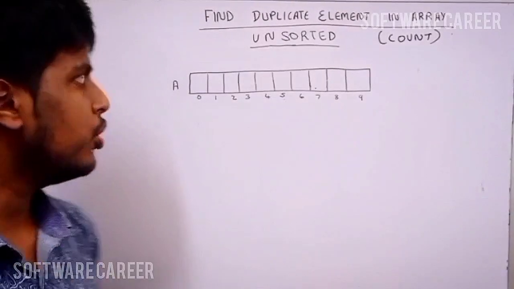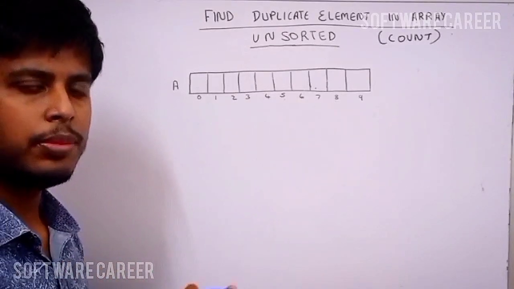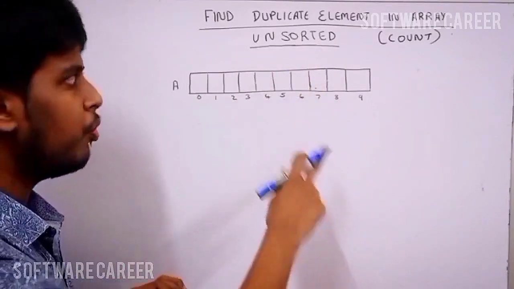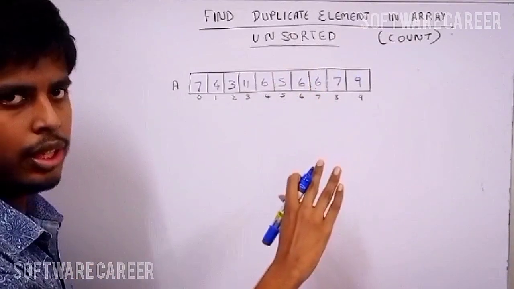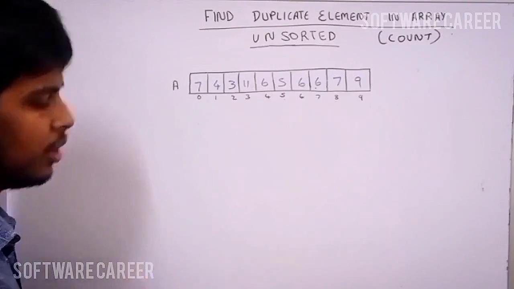Now I am going to teach you how to find duplicate elements and count the number of times a duplicate element is present in an unsorted array. This is an unsorted array. Now how do we find the duplicate elements and count the number of times each is appearing?